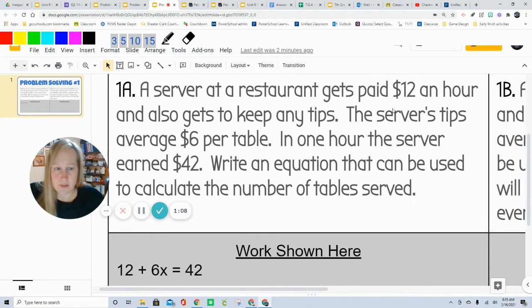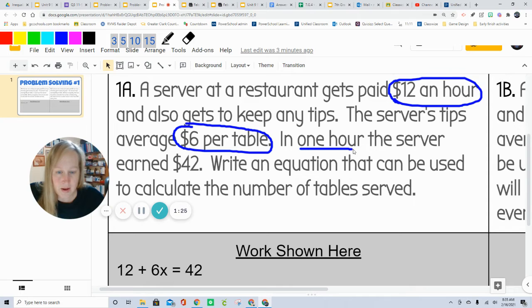So, let's circle some things. $12 an hour and keeps tips. The server's tips are $6 per table. In 1 hour, the server earned $42. So what I was stating earlier, the fact that they get $12 an hour, that means she's increased her per hour by $30. So we have to figure that part out.